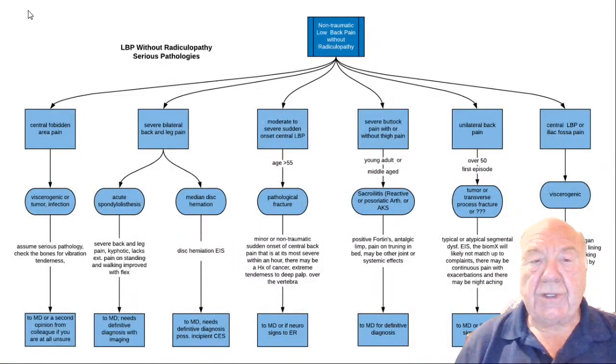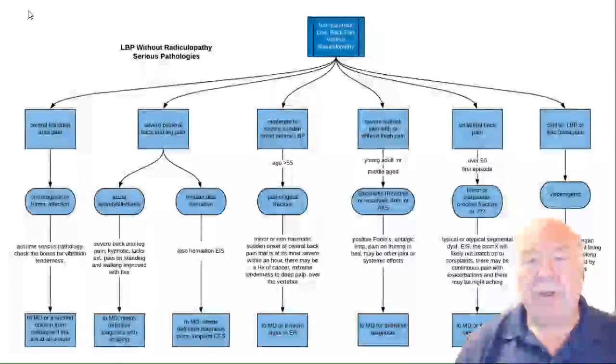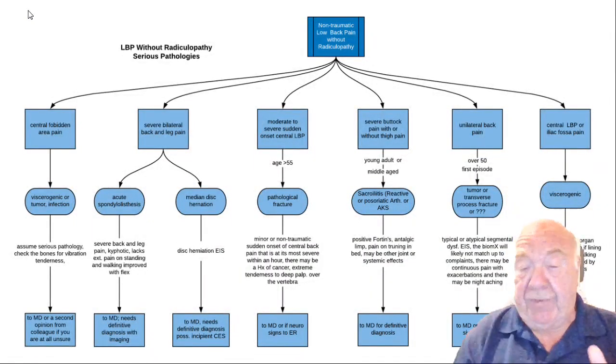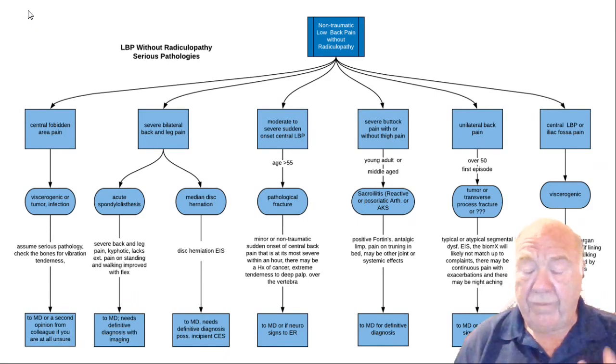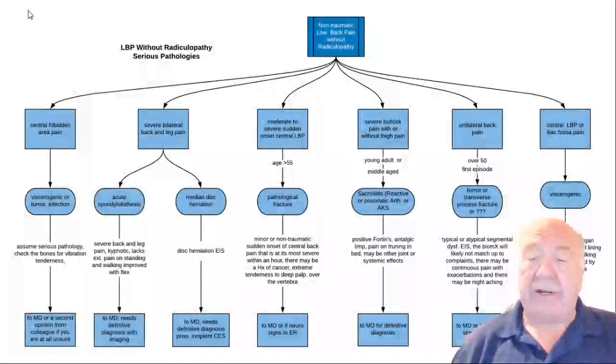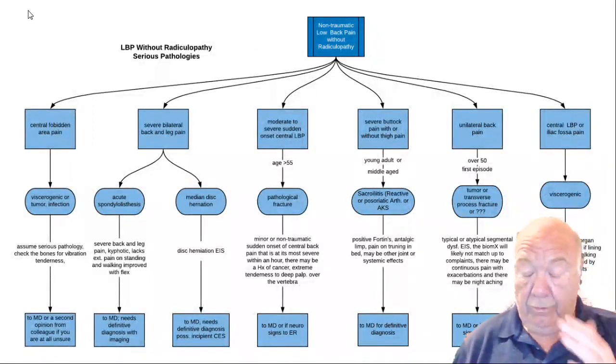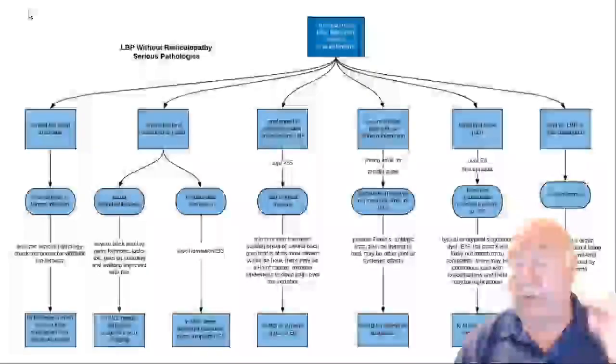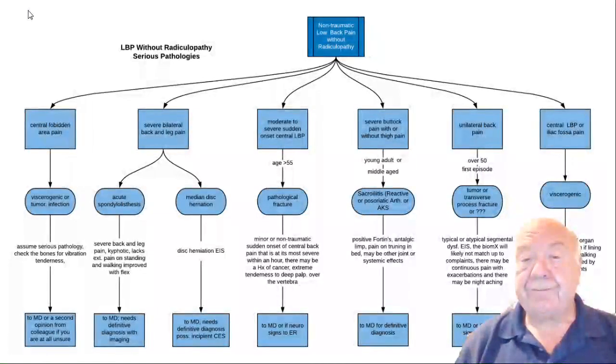Okay, so severe bilateral back and leg pain. We've talked about this on the previous slides, but it could be an acute spondylolisthesis, or it could be a median or paramedian disc herniation. And again, this needs to be carefully checked by you, and it needs to be referred out. If there are neurological symptoms with either of these, refer it to the emergency room, not back to the physician who sent it to you, or the physician whose patient this is. It probably should go to the emergency room if there are bilateral neurological signs and symptoms.